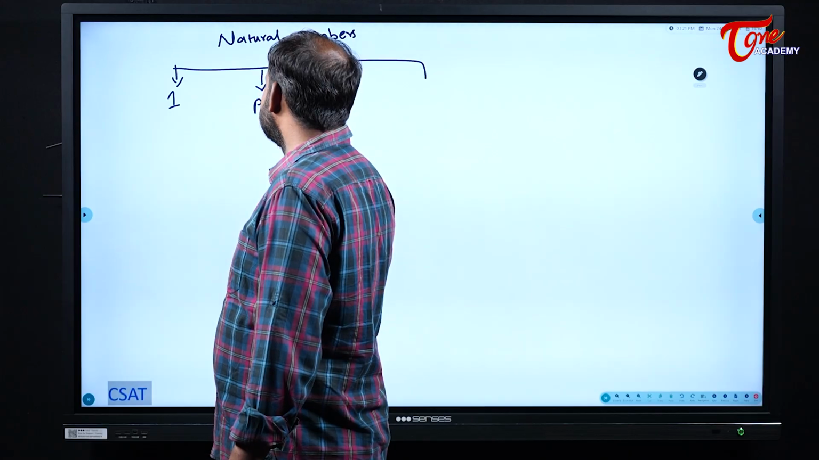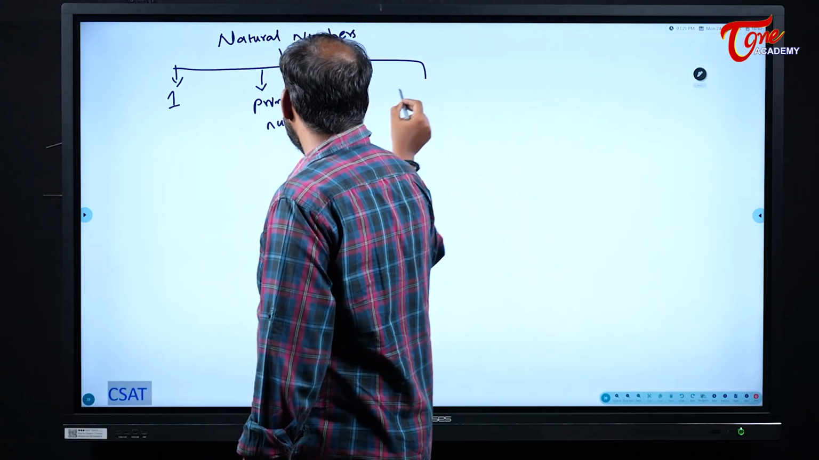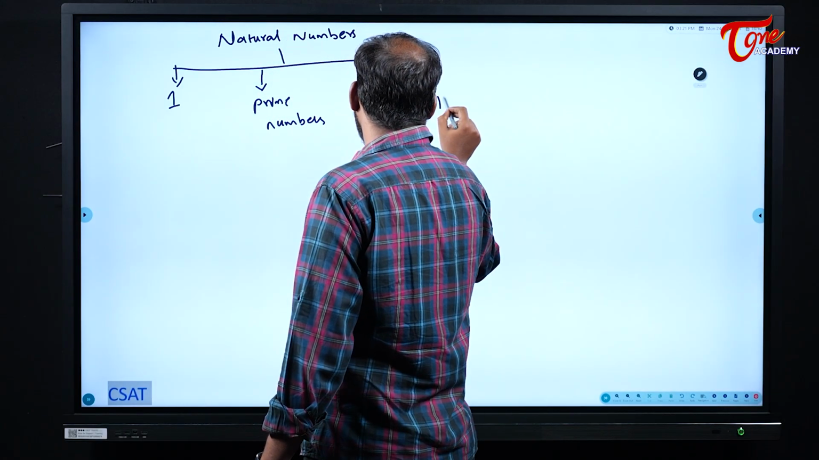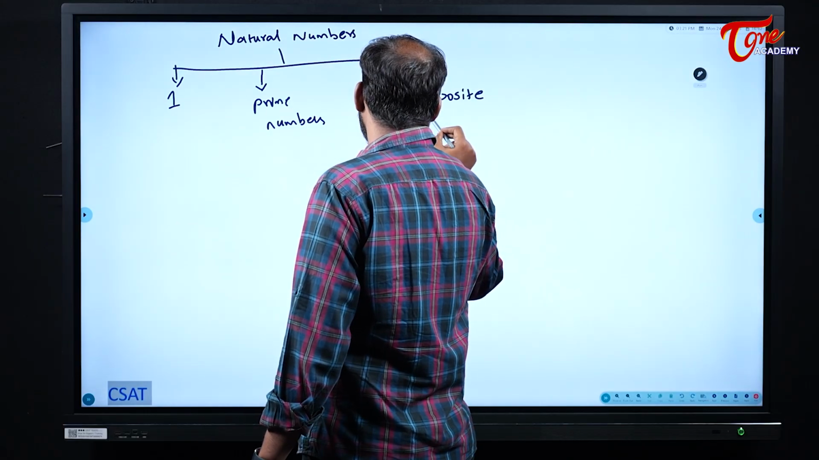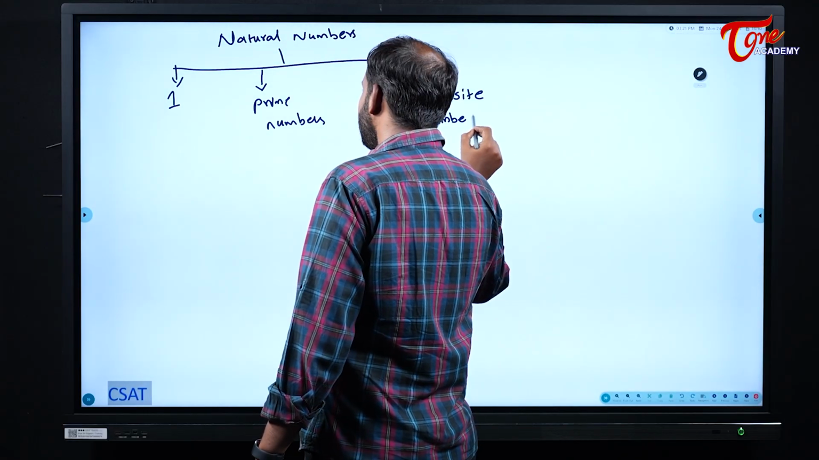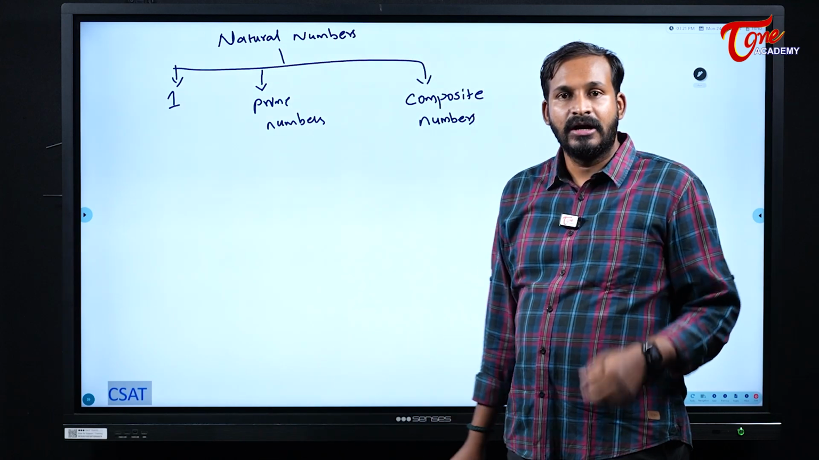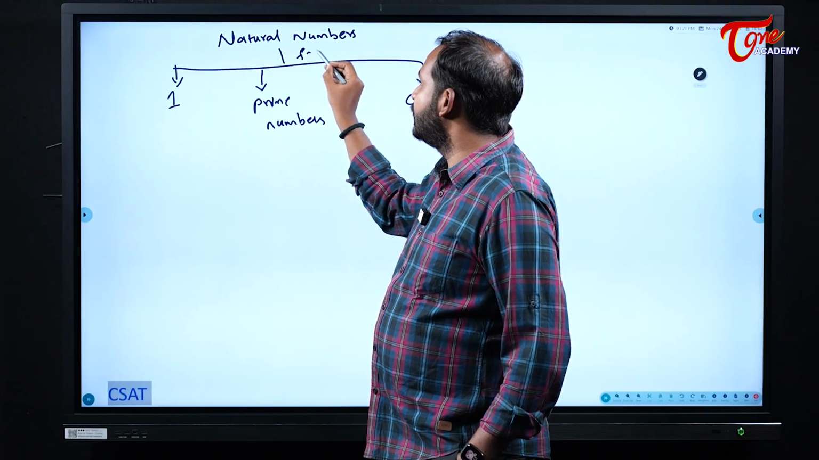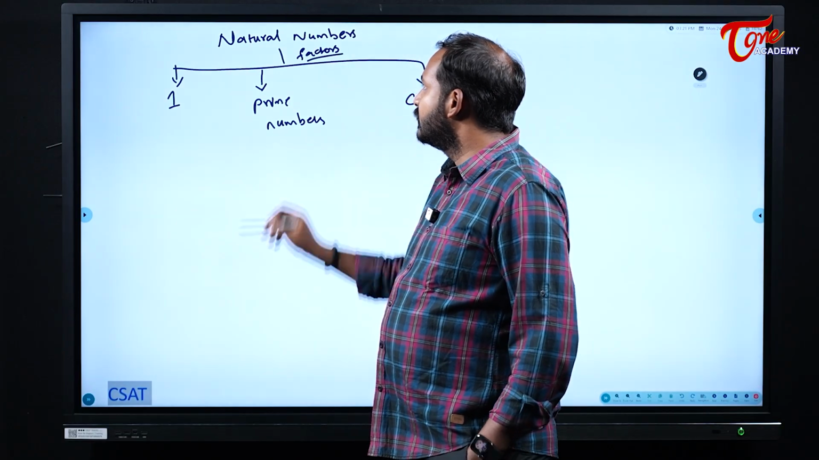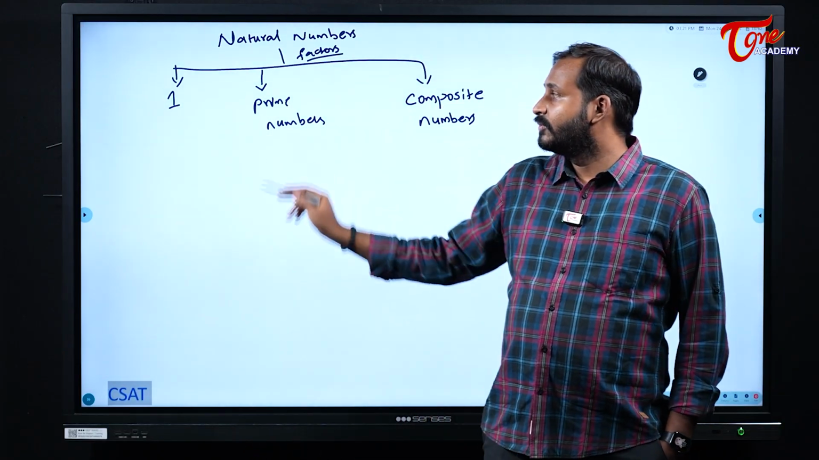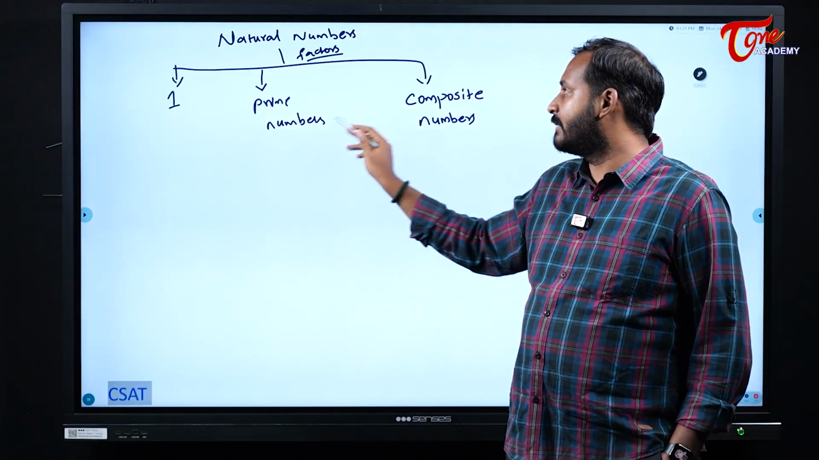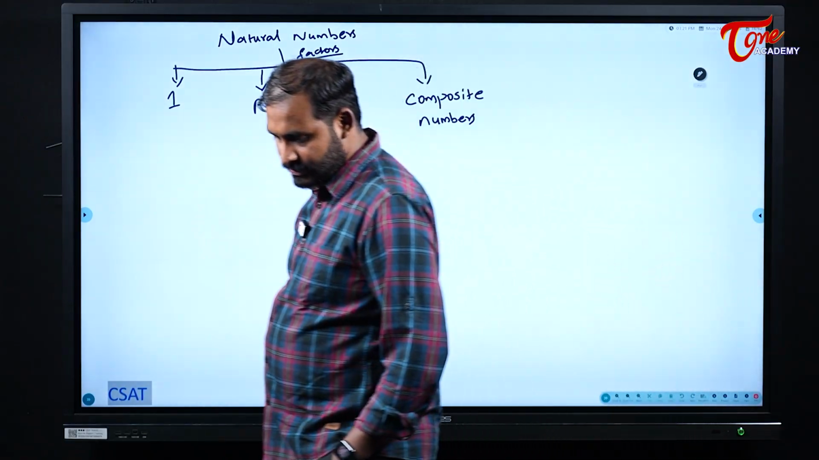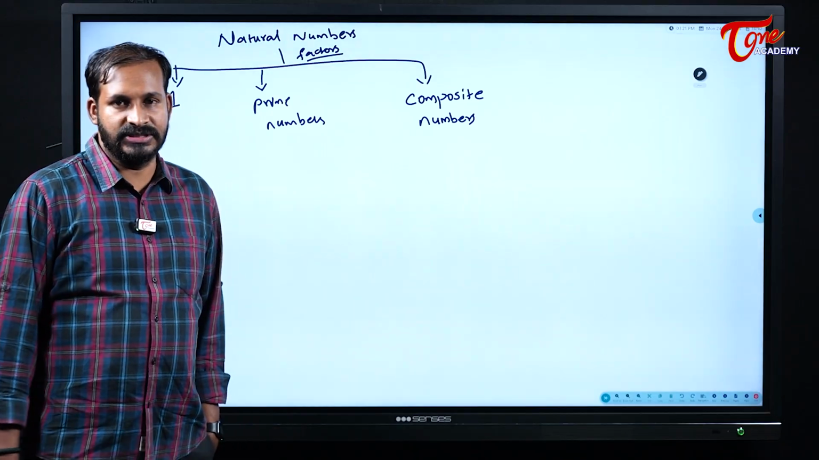1, prime numbers and composite numbers based on the factors. These natural numbers are divided based on the factors, further divided into 3 categories: 1, prime numbers and composite numbers. One is neither prime nor composite, students.